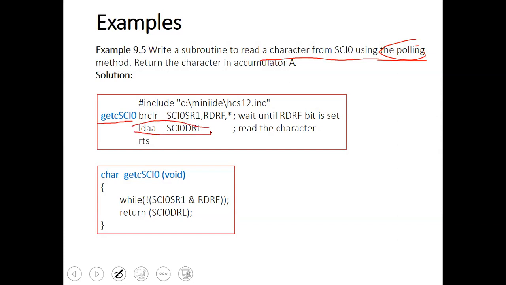However, we can't read the data until we know that there is data that has been received. So how can we know that the data has been received? Basically, we need to check the receiver data register full flag. As long as this flag is 0, this implies that no data has been received, so we will keep looping here. Otherwise, we exit the loop and we read the data, then we return. The same thing, we can use interrupts.